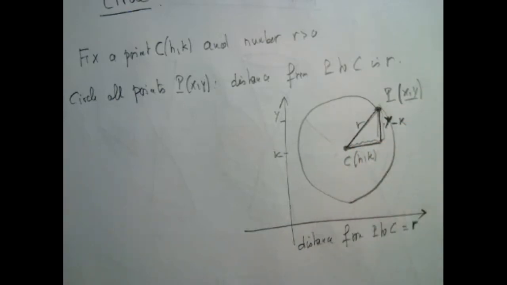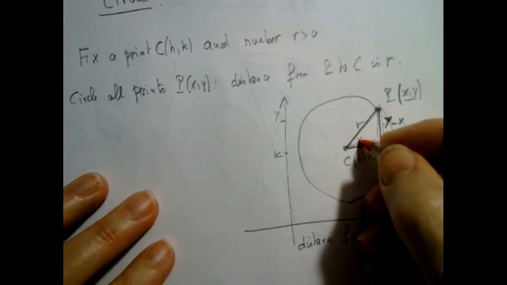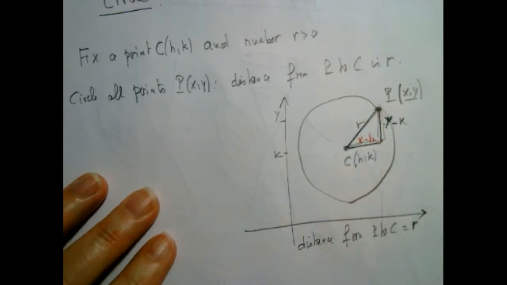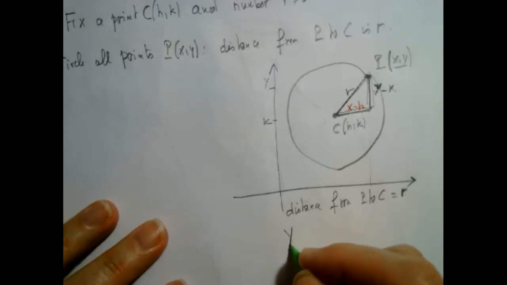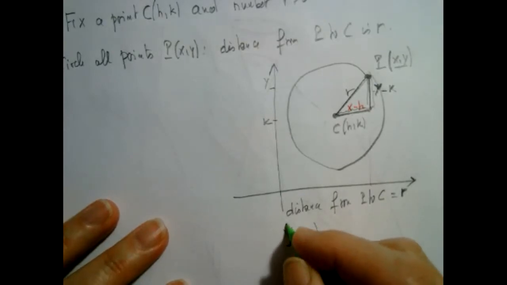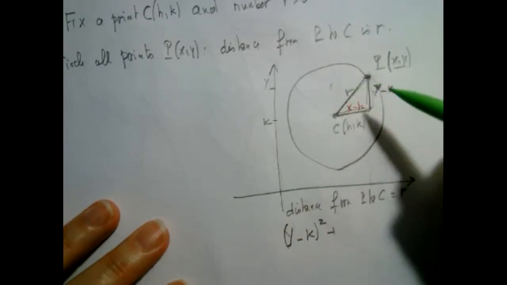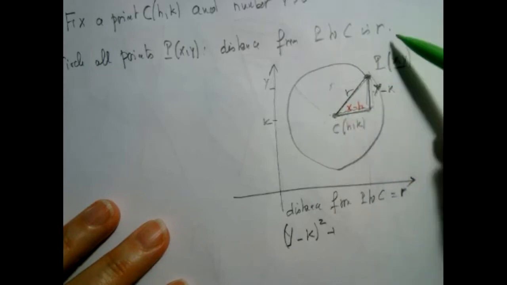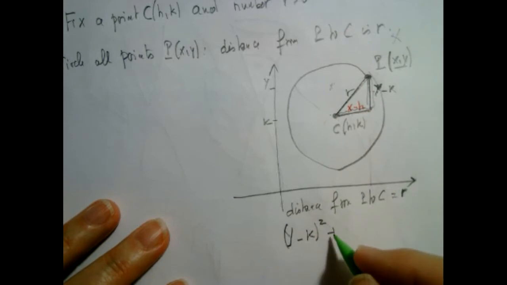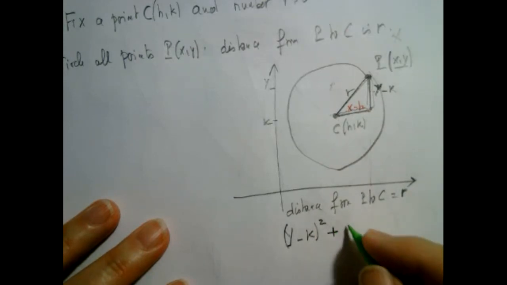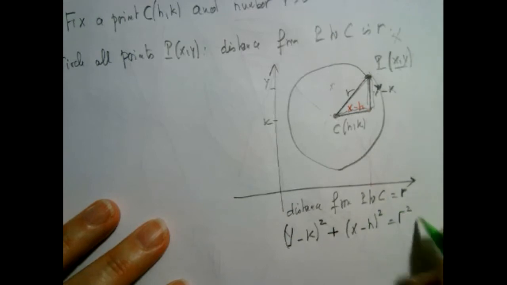This horizontal displacement is my X. That's the X minus H. Okay, the vertical one. And now I use this. So the Pythagorean theorem tells me that Y minus K squared, and this only characterizes the point on the circle. If you take a point inside, the distance from here to here is not R. If you take a point here, the distance from here to here is not R. Only the point on the circle satisfies. So this is going to give me plus X minus H squared is equal to R squared.